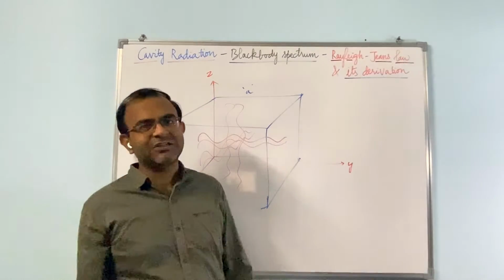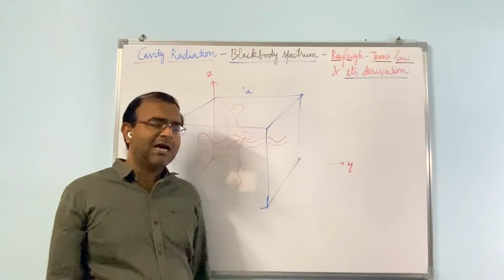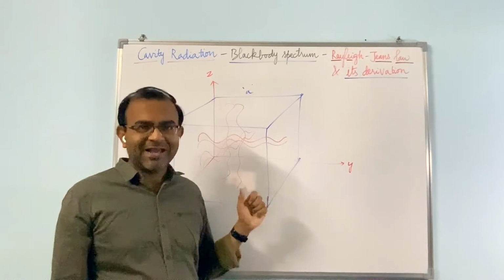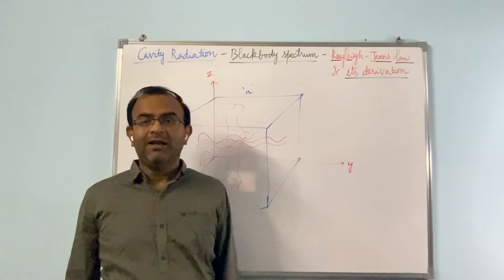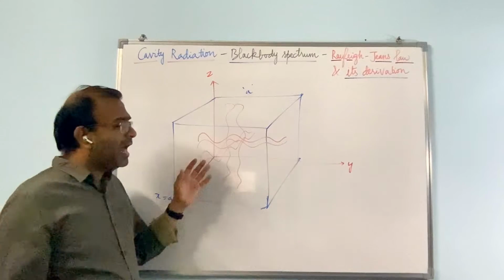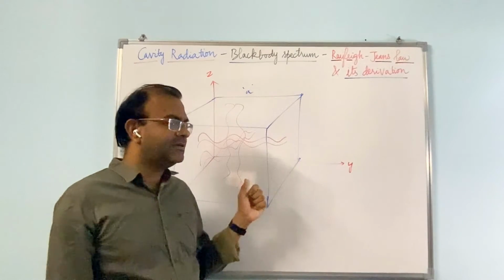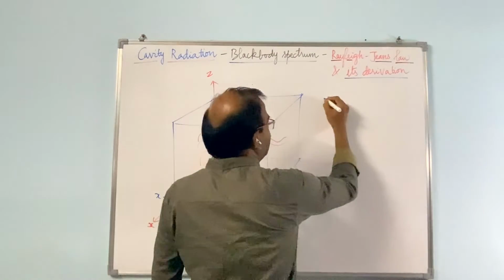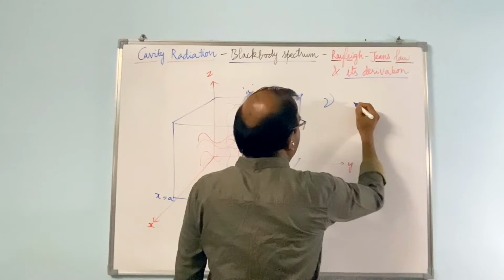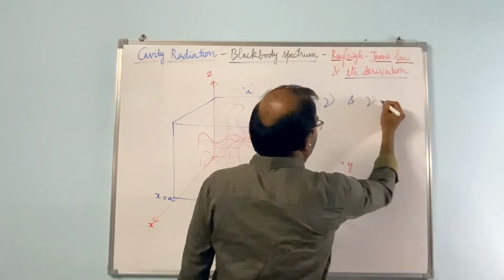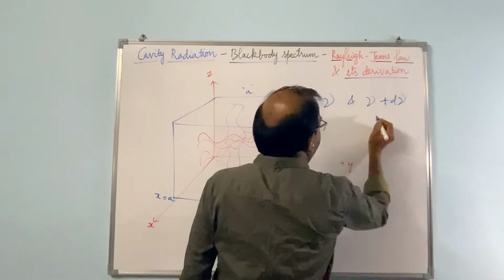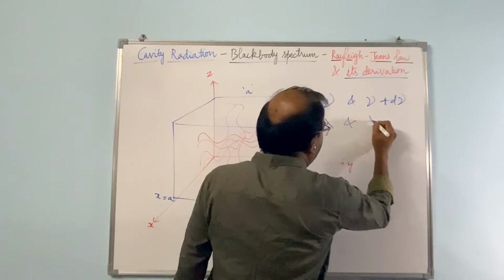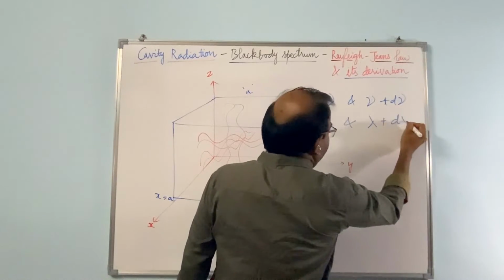These conditions put a limitation on the number of possible wavelengths and thereby the number of possible frequencies that are allowed for the electromagnetic radiation present in this cavity. Now we shall consider the question of counting the number of waves present within this cavity in a frequency range nu to nu plus d nu, or equivalently in terms of wavelength, lambda to lambda plus d lambda.